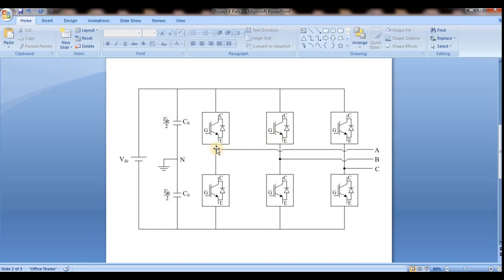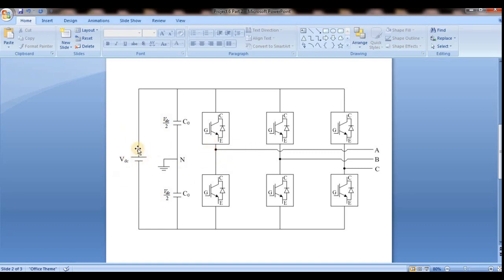So if you want to regulate the phase voltages, then midpoint is required. If you want to operate the line voltages, then midpoint is not required, because if midpoint is there, then only we can get the phase to ground voltages, we can operate or regulate the phase voltages. If there is no ground, then it cannot be possible.